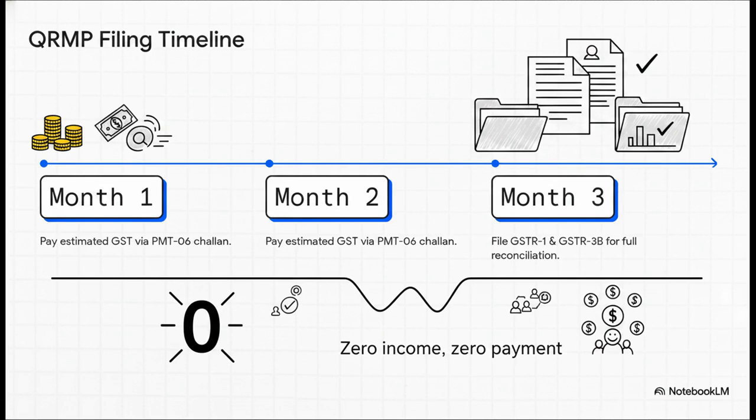And here is the absolute best part. If your income is irregular and you hit a month with 0 income, well, your estimated payment for that month is just 0. It removes an immense amount of stress for freelancers who have fluctuating client work.